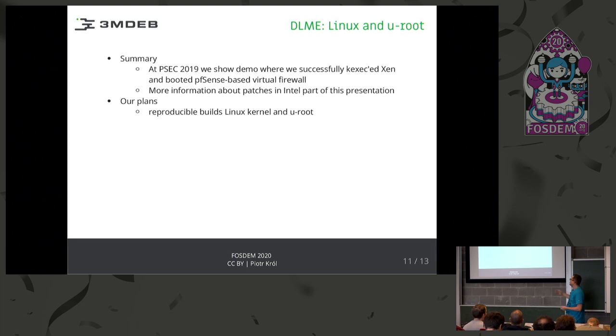What we want to do also is reproducible builds. An interesting thing, u-root is written in Go, so it's supposed to support reproducible builds by default, but only if you build in the same path. So if anyone builds in a different path, the SHA sum will be different. So this is not what we want.